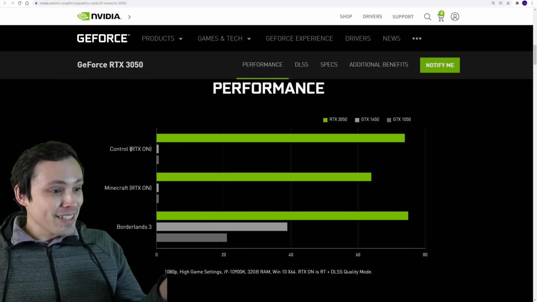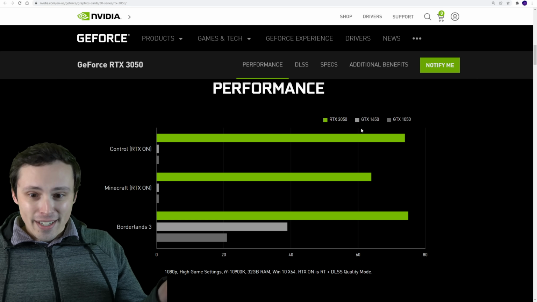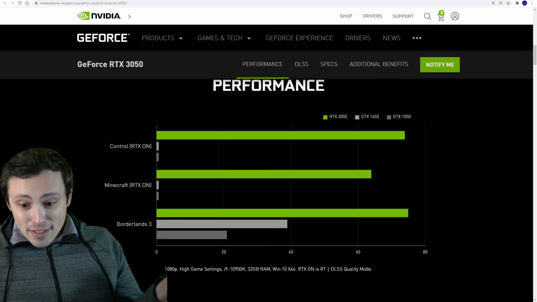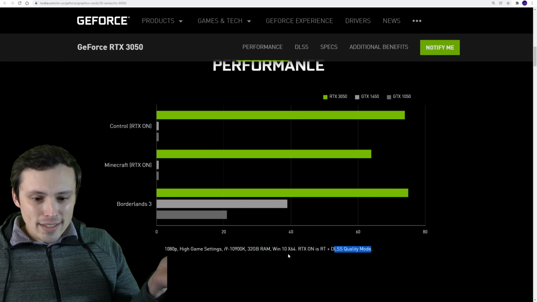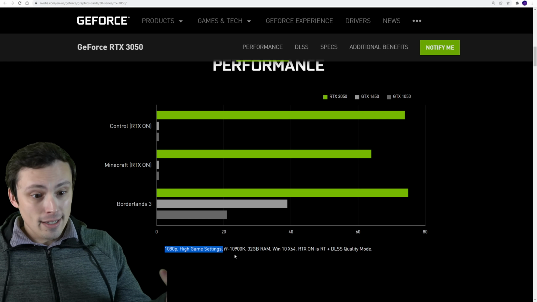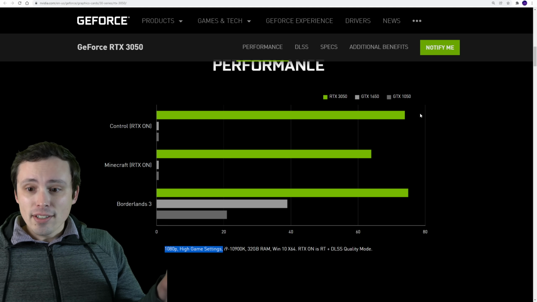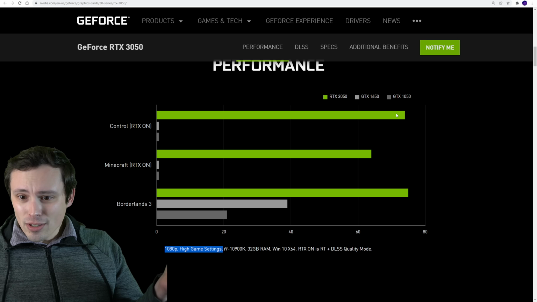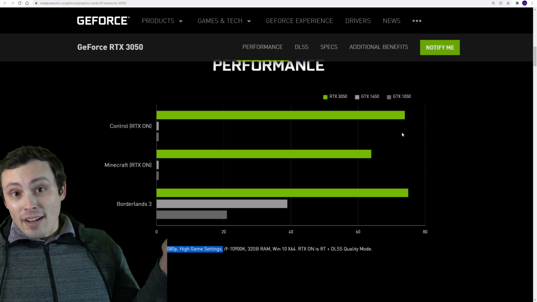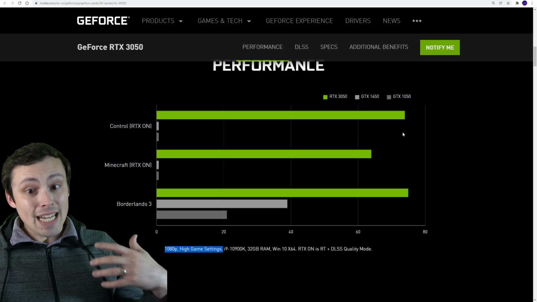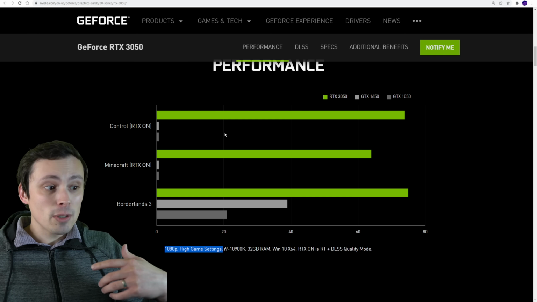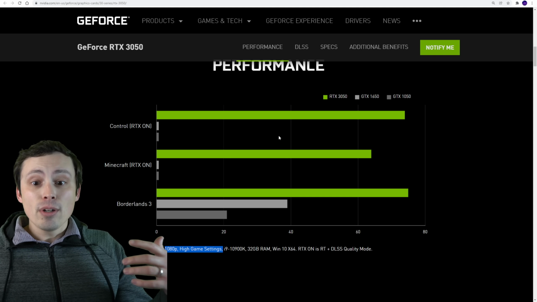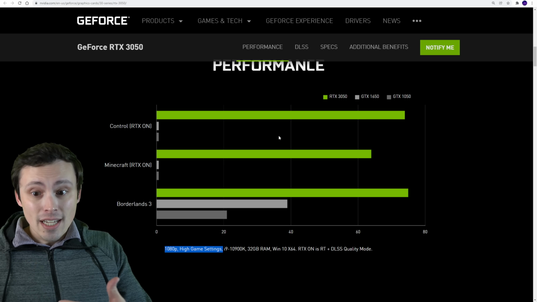So we see that in Control with RTX on, and then using DLSS at quality mode in 1080p with high game settings, the RTX 3050 is coming in, it looks like between 60 and 80 and a little bit above the middle. So 70-something frames per second. Now this tells us actually nothing, because without another GPU to compare it to, and without knowing what section of the game this is, it's irrelevant.